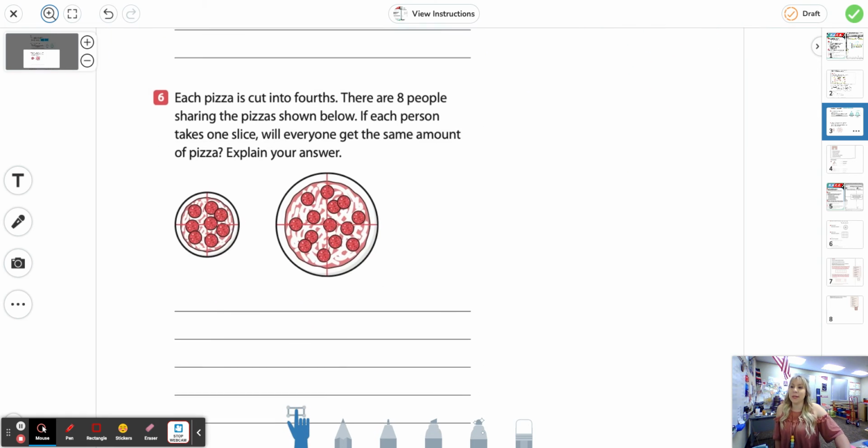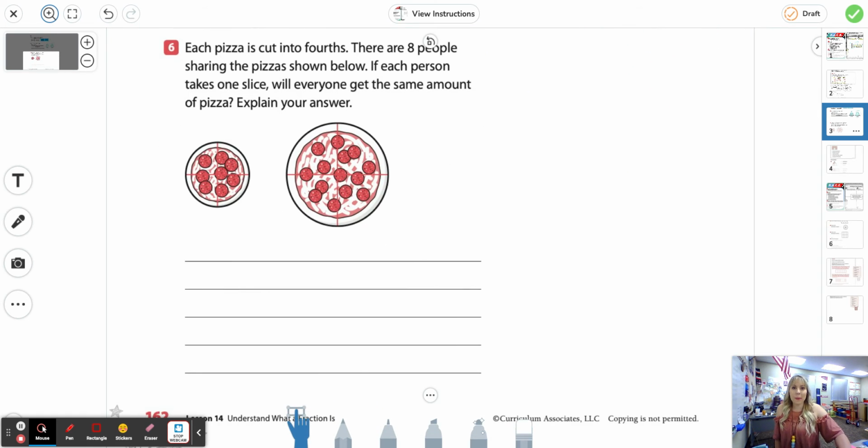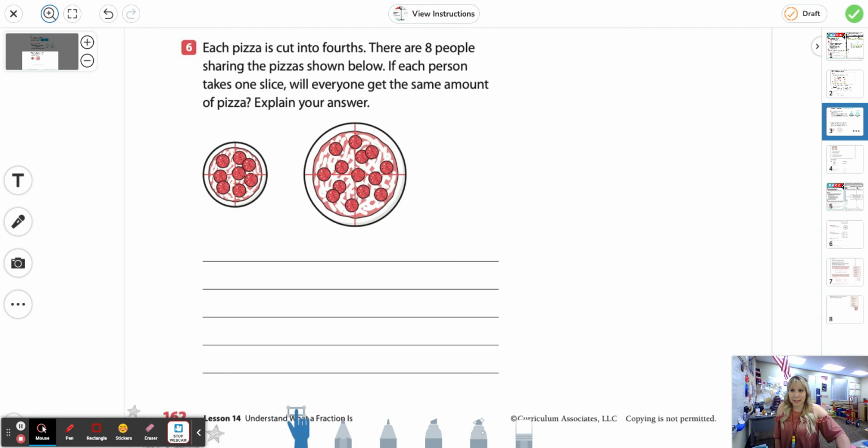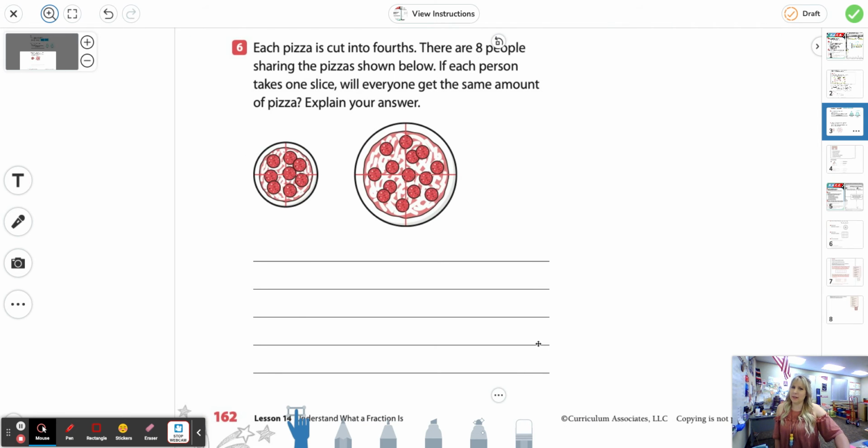Question 6. Each pizza is cut into fourths. There are 8 people that are going to be sharing these pizzas. If each person gets 1 slice, will everyone get the same amount of pizza? Explain your answer. So let's say that I see 1, 2, 3, 4 pieces. Those are fourths. 1, 2, 3, 4 pieces. Those are fourths again. So was 1/4 of this piece the same as 1/4 of this piece? Let's find out.